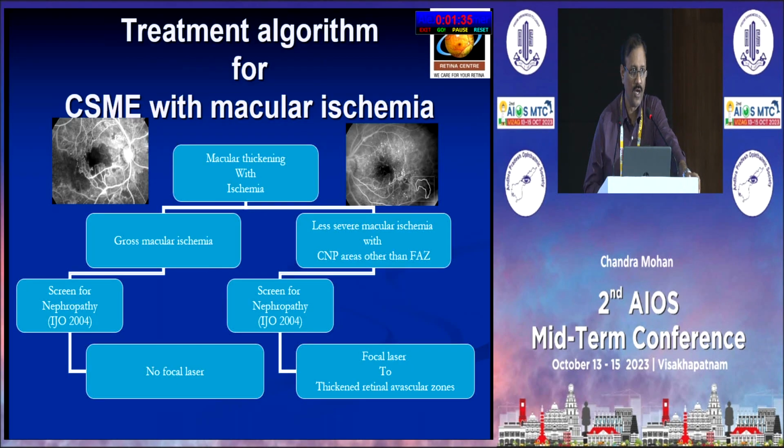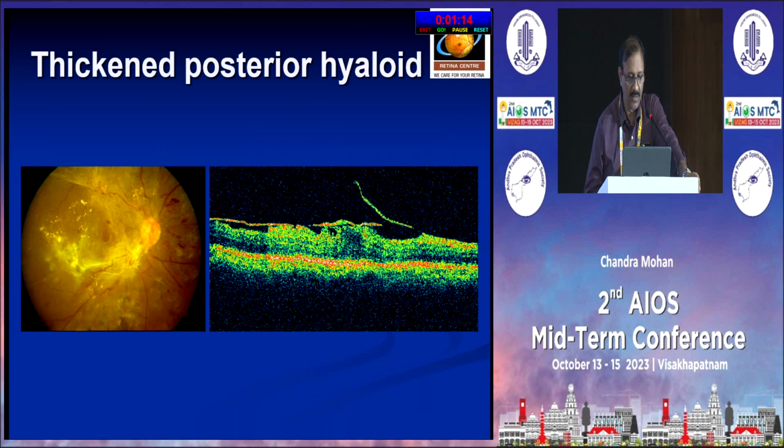What to do if you have macular edema and macular ischemia? The main thing is, if you have macular ischemia, there is a high correlation with nephropathy. So screen for nephropathy. If you have nephropathy, then treat the nephropathy along with addressing the edema. You can treat edema with macular ischemia with anti-VEGF, but not with lasers, which we used to do previously.